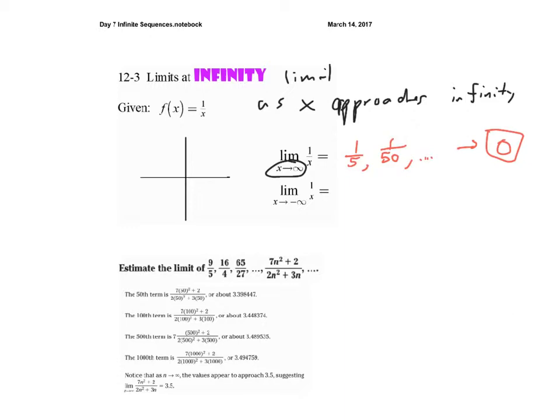And we can't ever get to infinity because infinity is not a number. It's just the idea of increasingly large numbers. Same thing would happen with negative infinity down here. You're just going to get negative 1/5, negative 1/50th, and then you're still getting closer and closer to 0, just from the negative side.